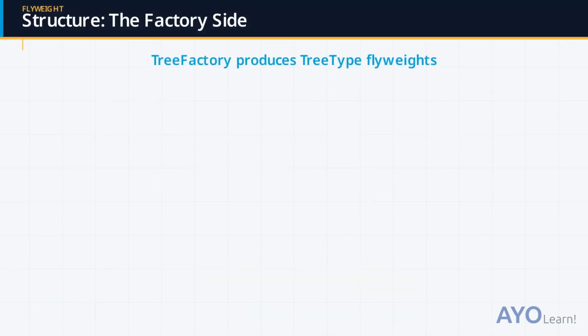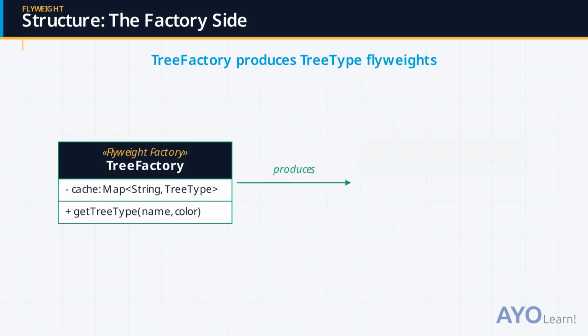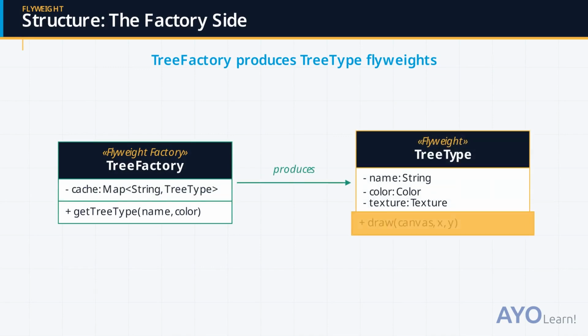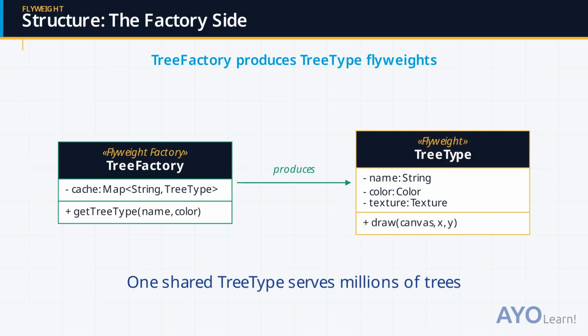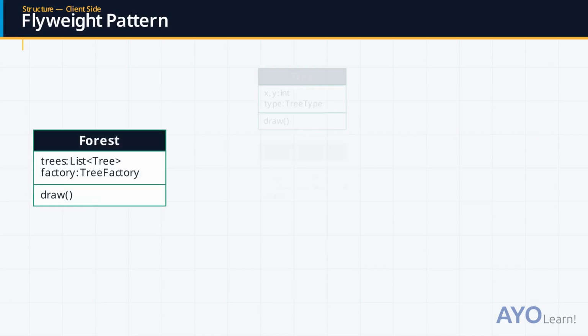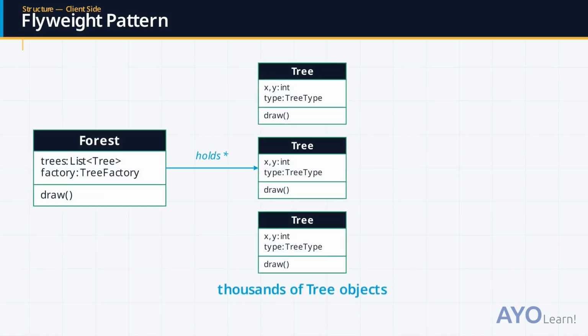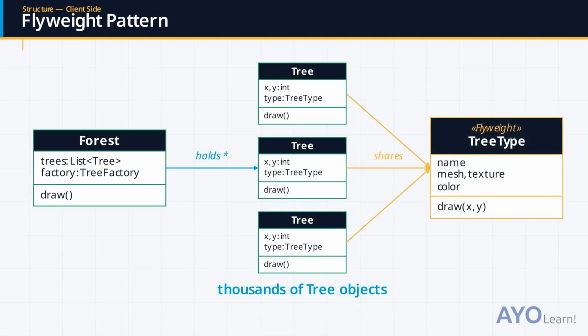The TreeFactory keeps a cache and exposes getTreeType. It produces TreeType flyweights, which hold the shared intrinsic data and provide a draw method. Now the client side. Each tree stores its X, Y, and a TreeType reference, delegating drawing. Forest holds thousands of trees, all sharing one TreeType.